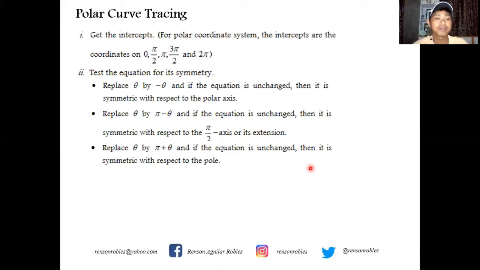Okay. Then step number 3, you get additional points whenever necessary. If these two pieces of information are not good enough to trace the polar equation, then you add additional points. And then finally, you smoothly trace the curve.